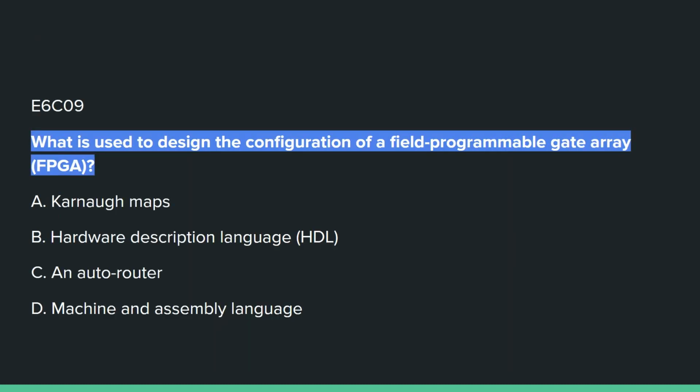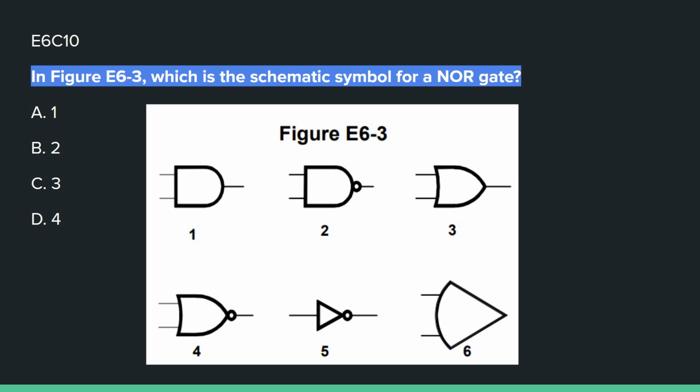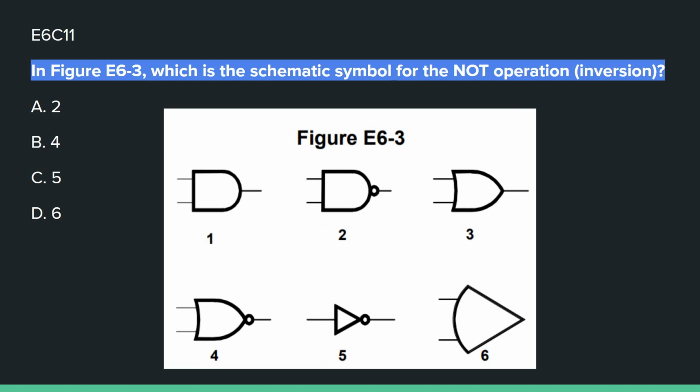E6C09, what is used to design the configuration of a field programmable gate array, also known as FPGA? That would be B, hardware description language, HDL. E6C10, in figure E6-3, which is the schematic symbol for a NOR gate? Answer is D, number 4. E6C11, in figure E6-3, which is the schematic symbol for a NOT operation or inversion? C, number 5.